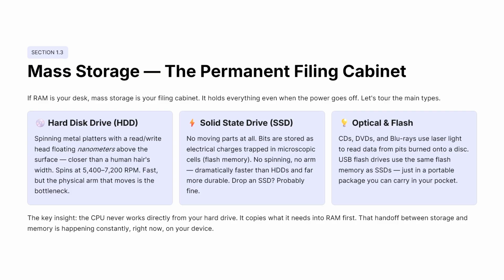Then there's optical storage, CDs, DVDs, Blu-rays, which use laser light to read data. And USB flash drives use the same flash memory technology as SSDs, just in a portable form. The key takeaway? Mass storage is slower than RAM, but much larger and permanent. The CPU doesn't work directly from your hard drive. It copies what it needs into RAM first. That handoff between storage and memory is happening constantly, right now, on your device.